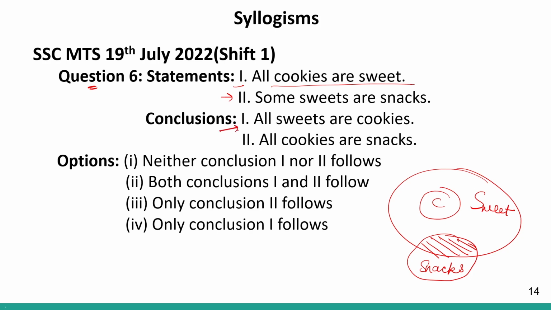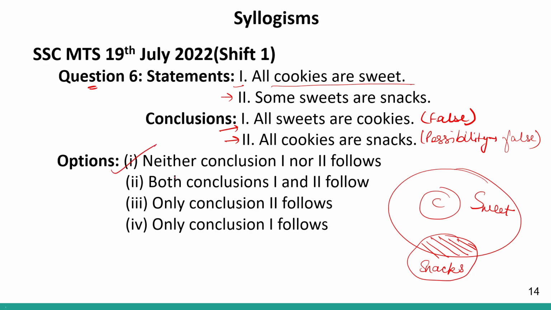Conclusion number 1 says all sweet are cookies. So all sweet are cookies is not true. Correct? So this is false. Conclusion number 2 says all cookies are snacks. Again, all cookies are snacks is a possibility. It is not definitely true, and it is not mentioned that it is a possibility. Therefore, it will be false. So both of my statements will be false.